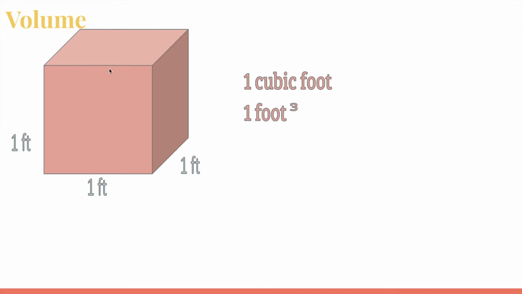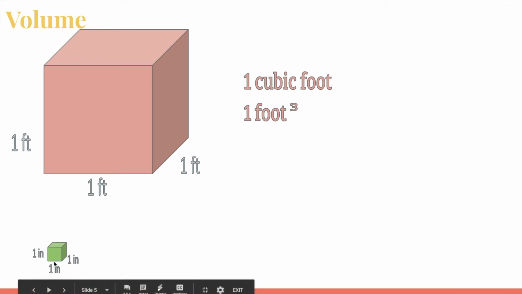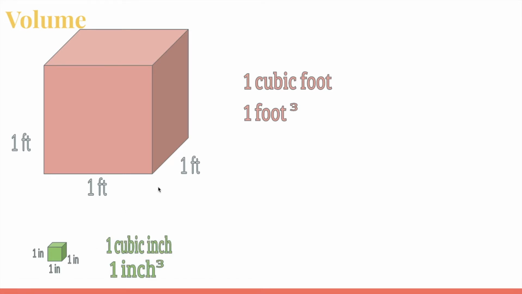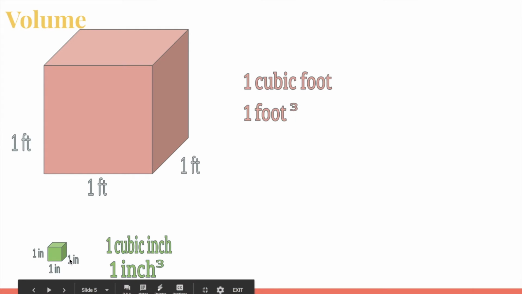Okay. But then if we had something smaller than 1 cubic foot, like 1 cubic inch, that means it's 1 inch going this way, which is much smaller than 1 foot, 1 inch going that way, and then 1 inch going that way. So it's 1 inch wide, 1 inch long, and 1 inch high. That would be 1 cubic inch. Notice how your cubic inch is much smaller than your cubic foot. All right. So this is 1 inch to the 3rd power because you have 3 dimensions: length, width, and height.